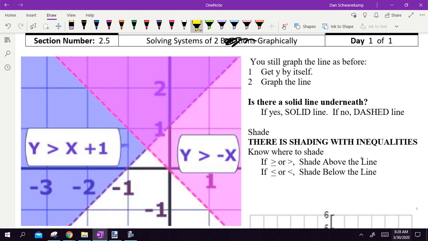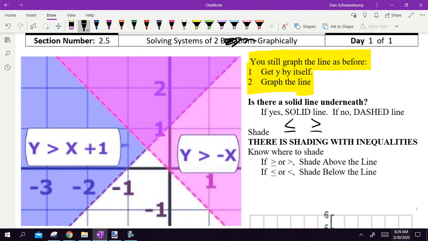Like before, we are still going to get y by itself if we're trying to graph it, and we're going to graph the line. So just like normal, we're going to graph lines. Here's the difference of the day. Today, if we have a greater than or equal to sign, or a less than or equal to sign. Okay, so like this with an underline, or like that with an underline.